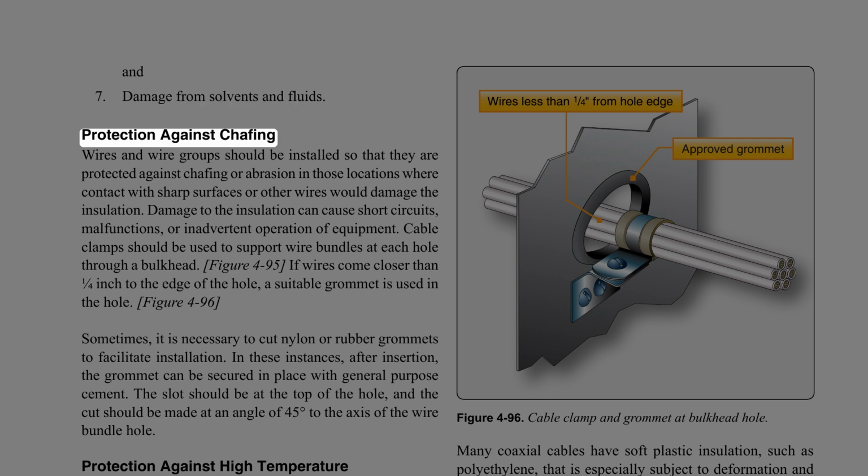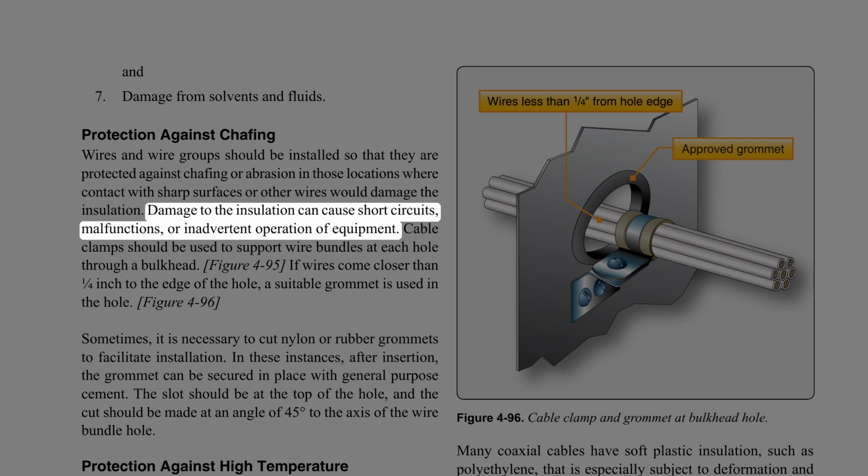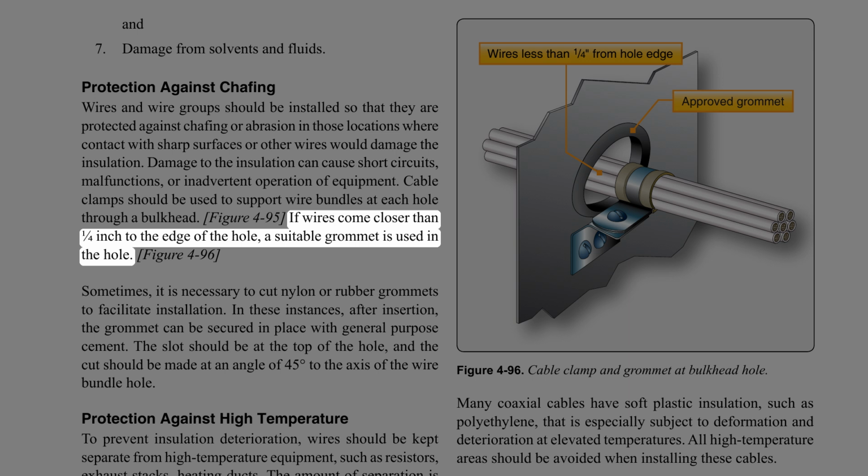Protection against chafing. Wires and wire groups should be installed so that they are protected against chafing or abrasion in those locations where contact with sharp surfaces or other wires would damage the insulation. Damage to the insulation can cause short circuits, malfunctions, or inadvertent operation of equipment. Cable clamps should be used to support wire bundles at each hole through a bulkhead. If wires come closer than 1/4 inch to the edge of the hole, a suitable grommet is used in the hole.